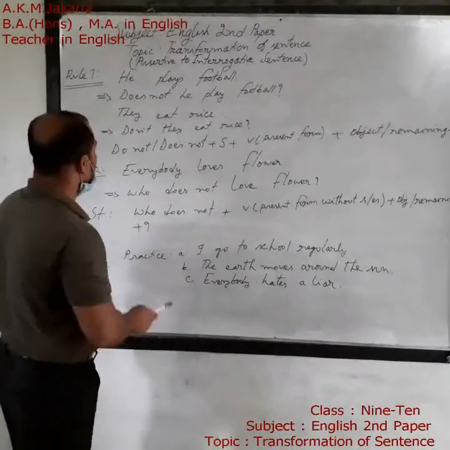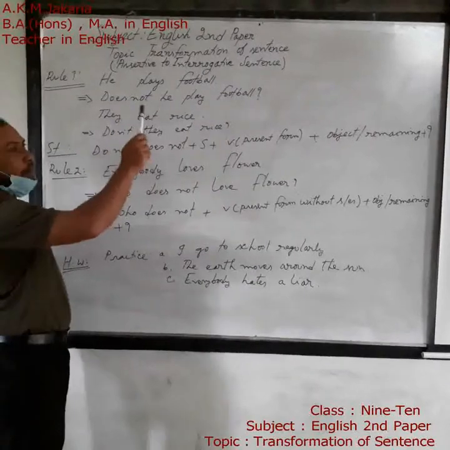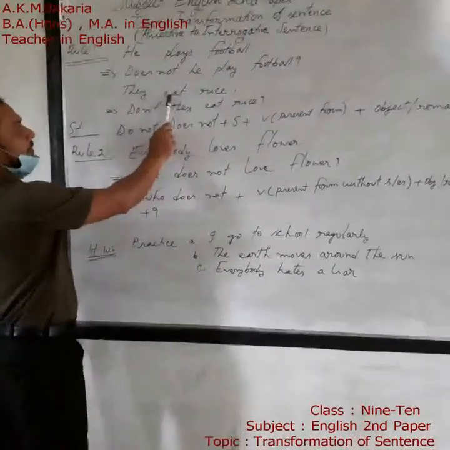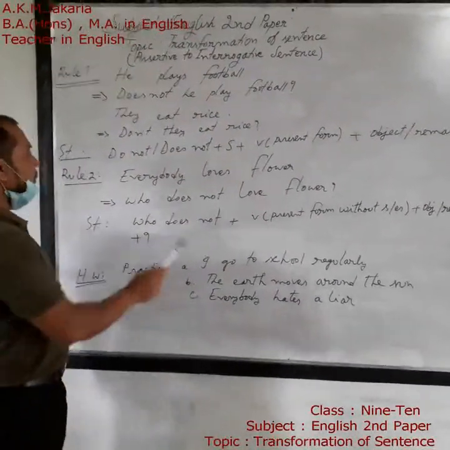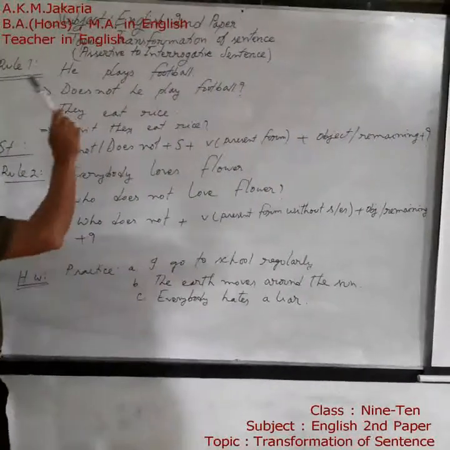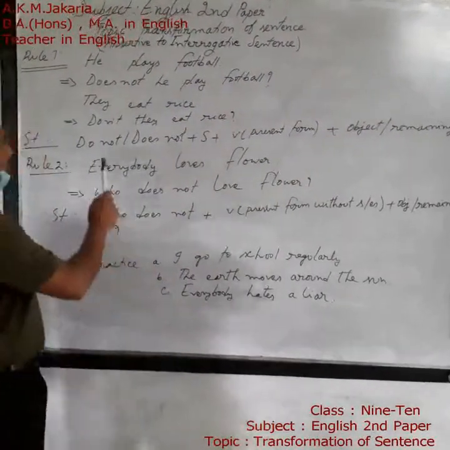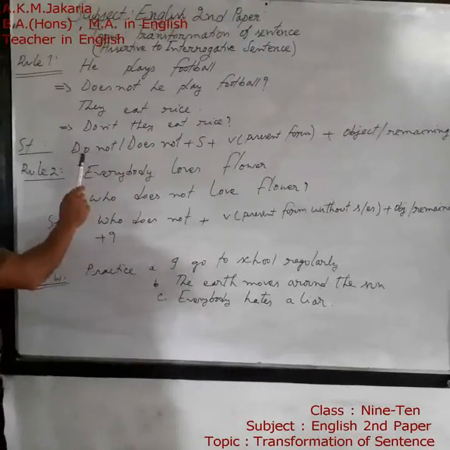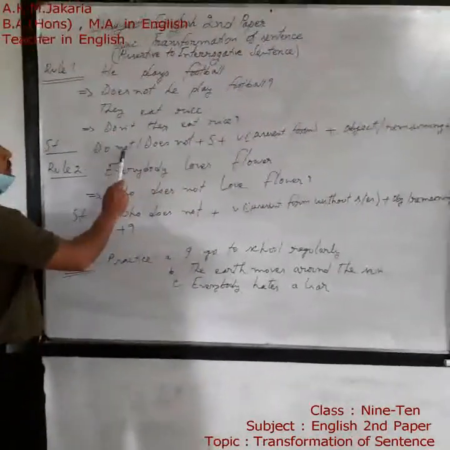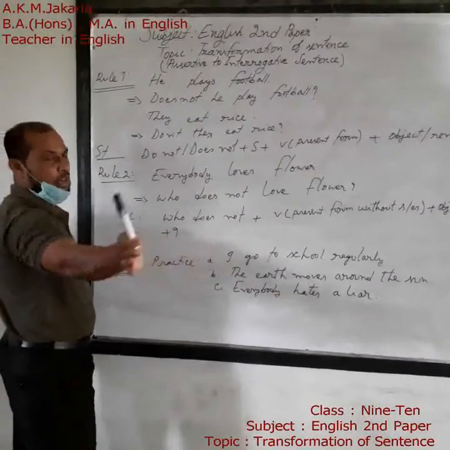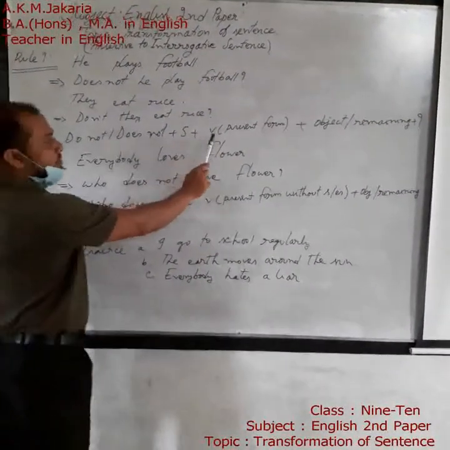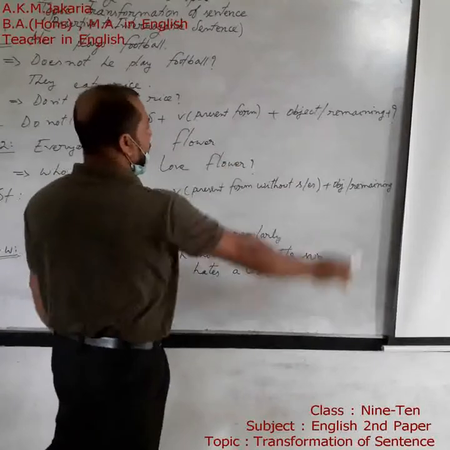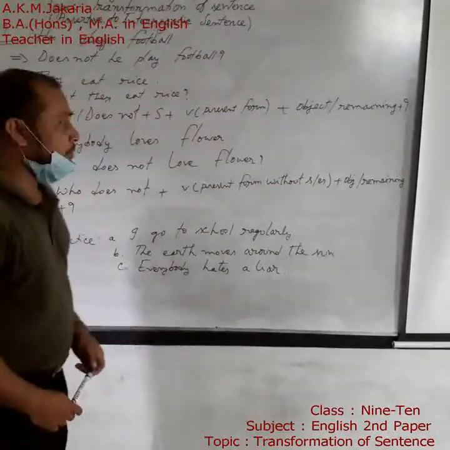This is very good. If you find the principal verb in present form, here play, here eat, you should follow this structure. If you want to make an interrogative sentence without changing meaning, this structure tells us: first do not or does not, don't or doesn't, plus subject, plus principal verb in present form, plus object or remaining, plus question mark.